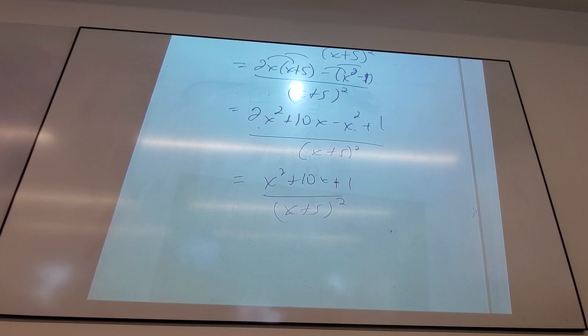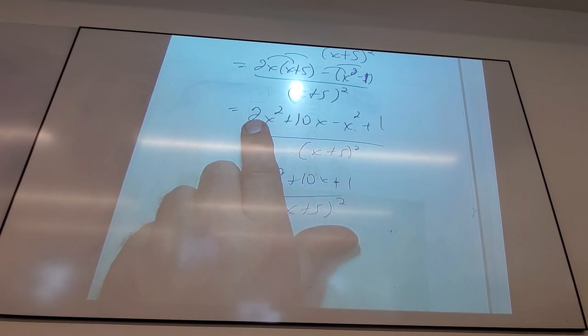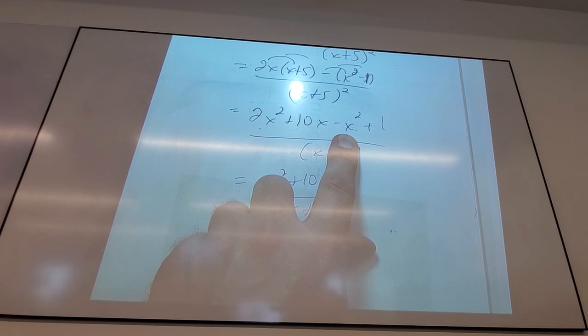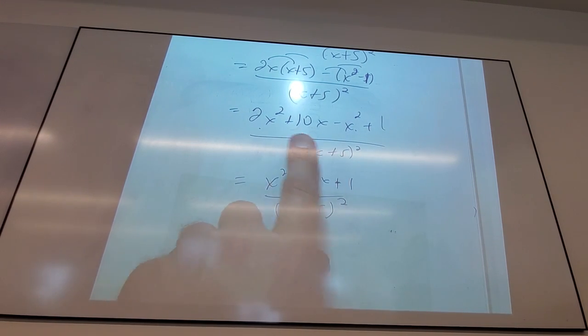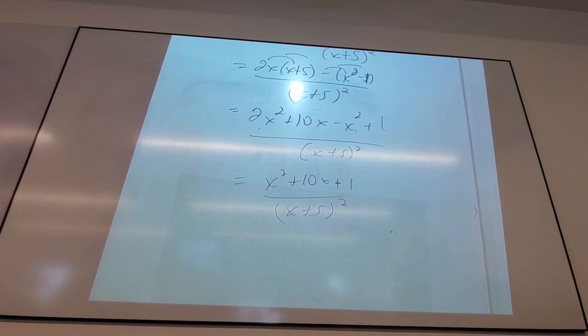How did you get the top answer, x squared plus 10x? Are you cool with this still? So then 2x squared minus x squared is x squared, and then a 10x minus 1. Just put like terms together.